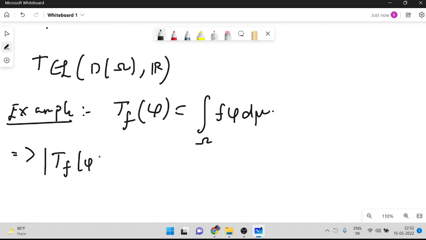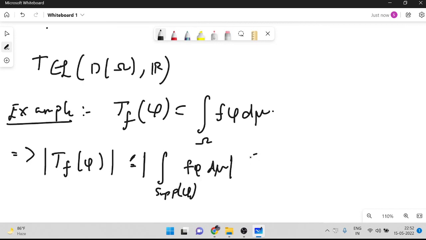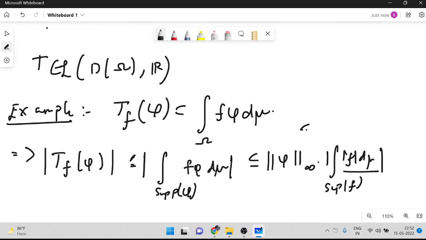T_f(φ) only works on the support of φ, hence the modulus of the integral over the support of φ of f φ dμ is less than or equal to, by the Cauchy-Schwarz inequality, the sup norm of φ times the integral over the support of φ of |f| dμ. Because f is a locally integrable function, this is a finite value, and this is a compact set. So it's a well defined linear map. Also, it's continuous.